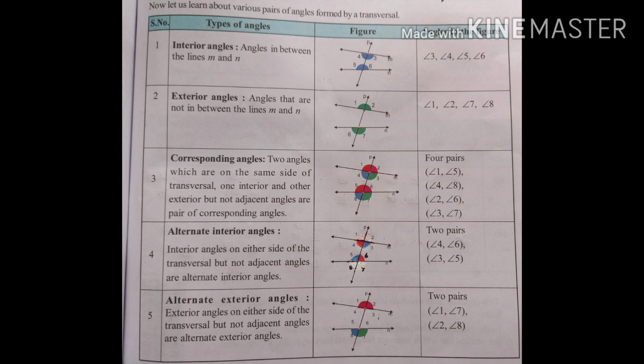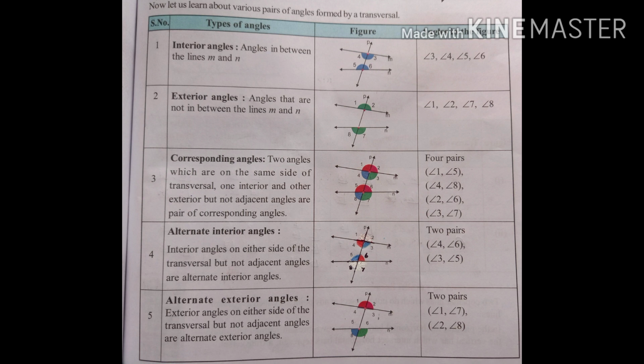Third one, corresponding angles. Two angles which are on the same side of the transversal, one interior and the other exterior, but not adjacent angles, are a pair of corresponding angles. They are angle 1, angle 5; angle 4, angle 8; angle 2, angle 6; angle 3 and angle 7. Totally 4 pairs will come.